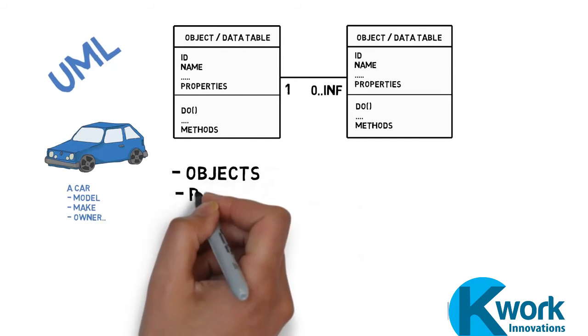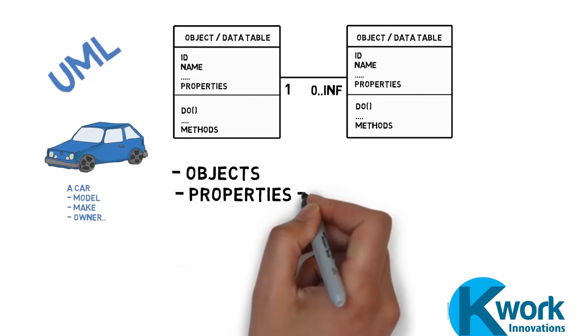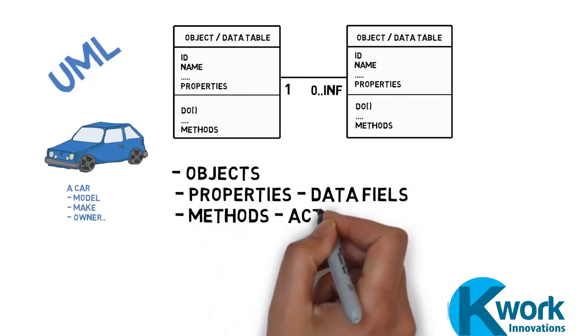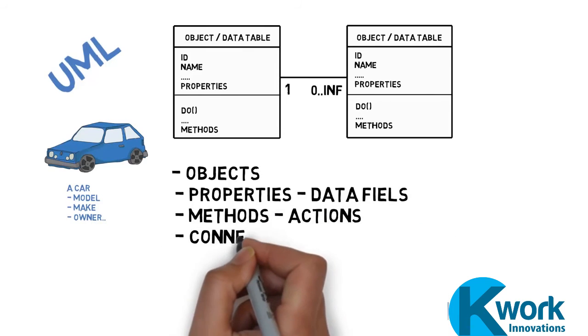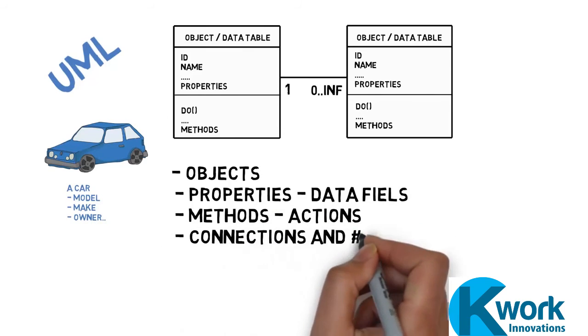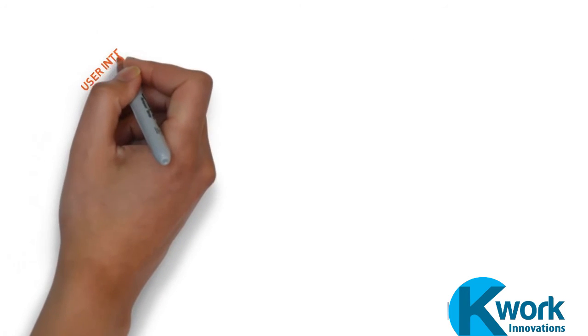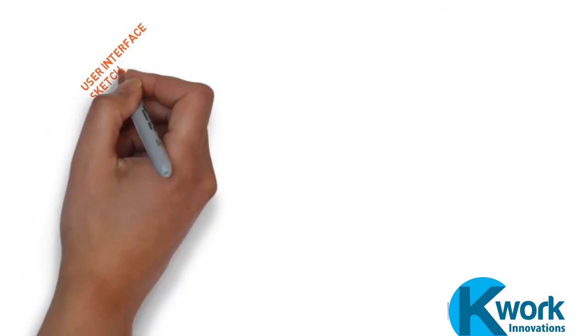In summary, the UML describes the real-world objects and the related data. It could also describe the actions and methods related. Finally, it is important to describe the connections between the objects and the number of objects on each side of the connection. The third tool is the use of user interface sketches or wireframes.